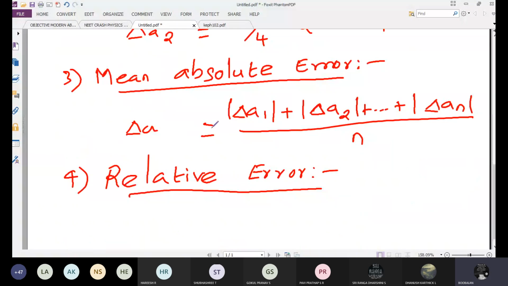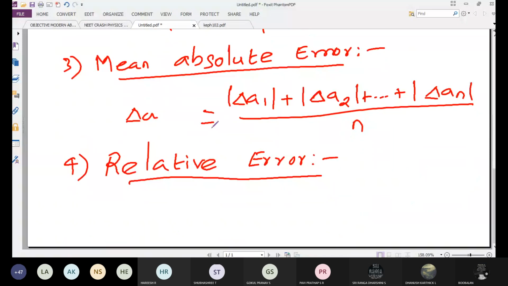Next, the mean absolute error. Okay. Next, relative error. Relative error formula: mean absolute error divided by true value.